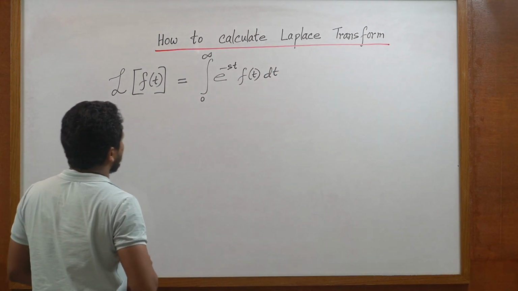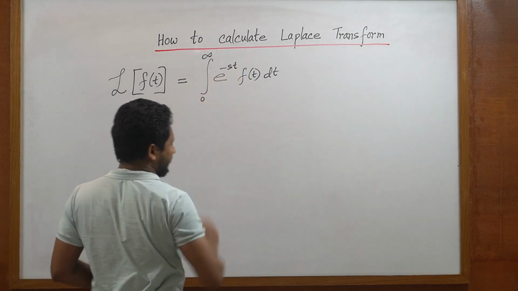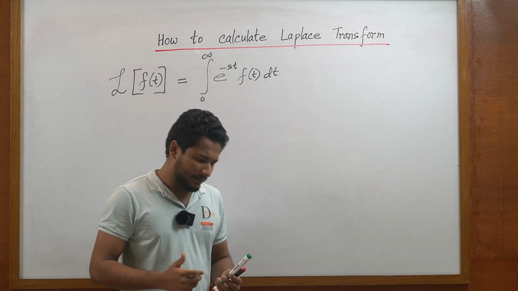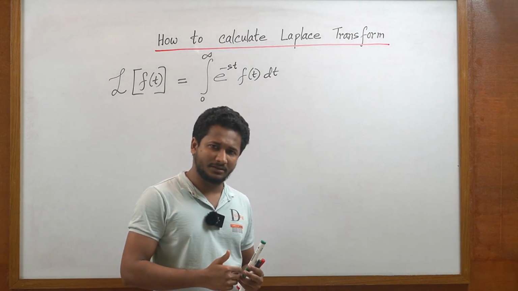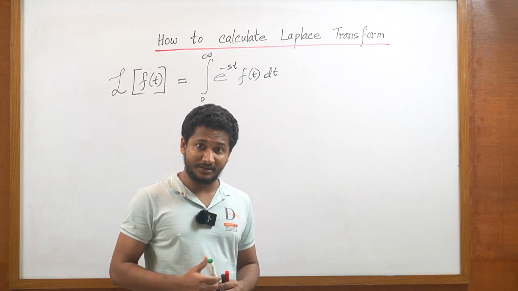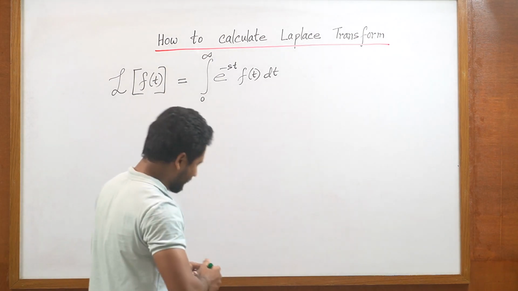Now this integral is an improper integral. Why? When the upper limit or lower limit is infinity, then the integration is called an improper integral.